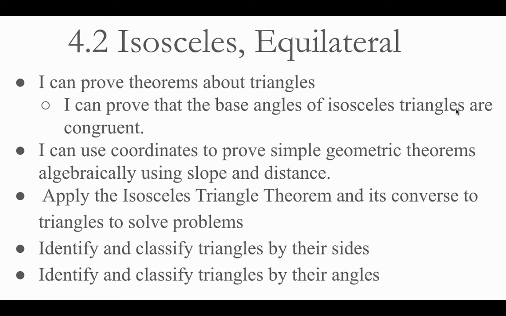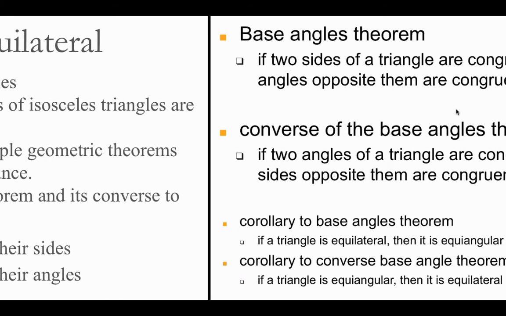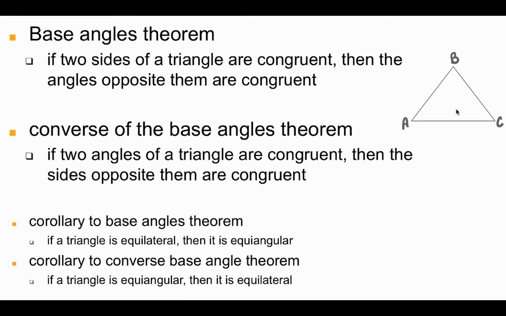So this is section 4.2. We're going to concentrate on isosceles and equilateral triangles. So we have our first theorem, the base angles theorem, and it begins with if two sides of a triangle are congruent. So you will either be told or shown that two sides are congruent.